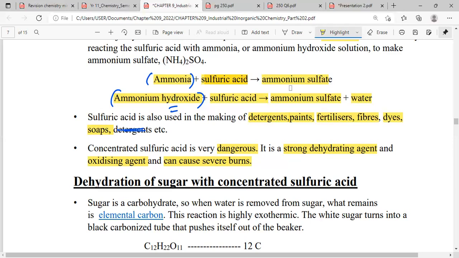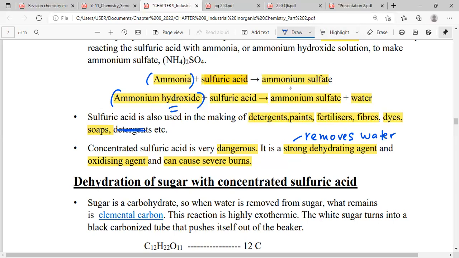Now what do we understand by the term dehydrating agent? Removes water. Okay, very good. Oxidizing agent, it oxidizes the other chemical that it reacts with. So concentrated sulfuric acid has got these properties.